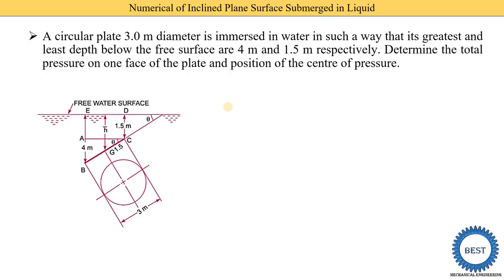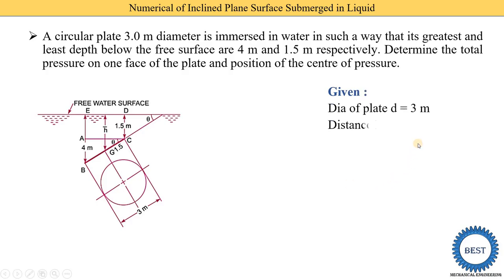But here two dimensions are given, 4 meters and 1.5 meters, which means the plate is inclined at some angle. Its highest distance from the free water surface is 4 meters and the least depth is 1.5 meters. By using these dimensions we are able to find sine theta or the value of theta. We need to determine the total pressure on one face of the plate and the position of the center of pressure, meaning we need to find F and H star.